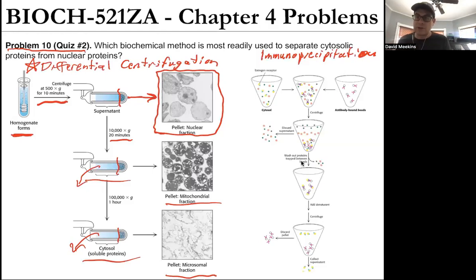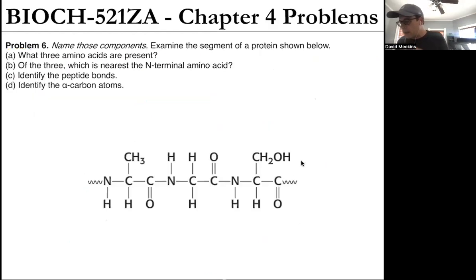So differential centrifugation would be used as a very crude method of purifying proteins, for instance, cytosolic proteins away from nuclear proteins or mitochondrial proteins. But immunoprecipitation is only useful for one individual protein. So take some time, maybe go back and look over those slides if you're still unclear about that, or just let me know. Okay, so there were also some questions about chapter 4 problems.